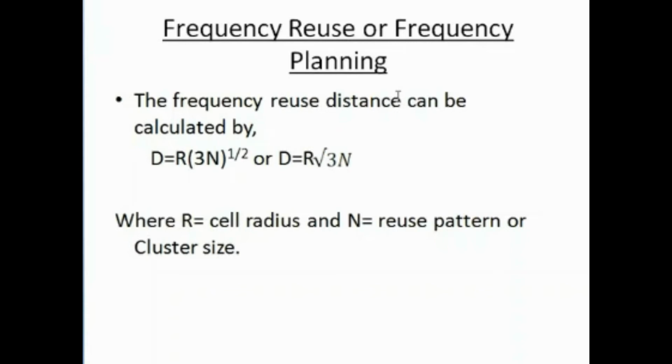The frequency reuse distance can be calculated by D = R(3N)^(1/2), or D = R√(3N), where R is the cell radius and N is the reuse pattern or cluster size.